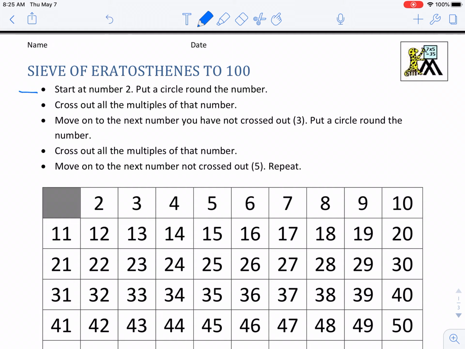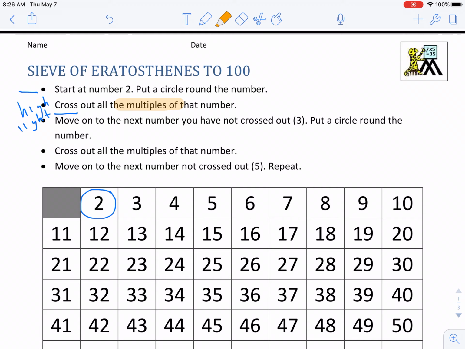Start with number 2. We're going to find number 2 and put a circle around it. Then it says cross out, but we're going to highlight. So instead of cross out, you're going to use your highlighter function. Go up here and click the highlighter. Now it wants all the multiples of the number.